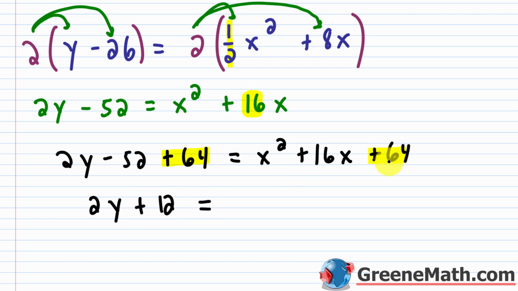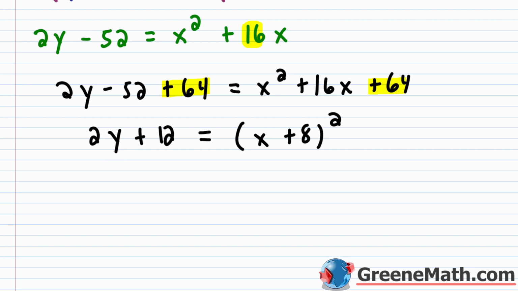Over here, this factors into the quantity x plus 8 squared. Again, how do I know that? Because I'm taking half of this guy right here and putting it right here. That's how that works. So the last thing I'm going to do is factor out the coefficient of y, which in this case is a 2, just again to match that form. So you're going to have a 2 out in front, and this is going to be times the quantity y plus 12 divided by 2 is 6. So this equals the quantity x plus 8 squared.